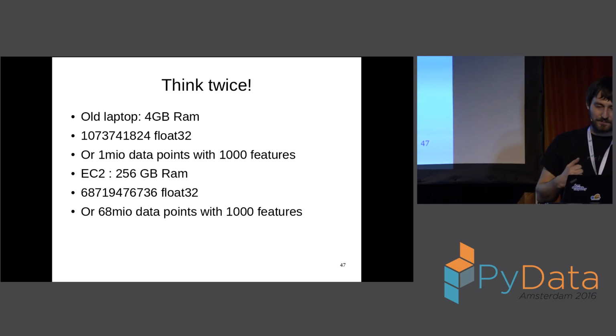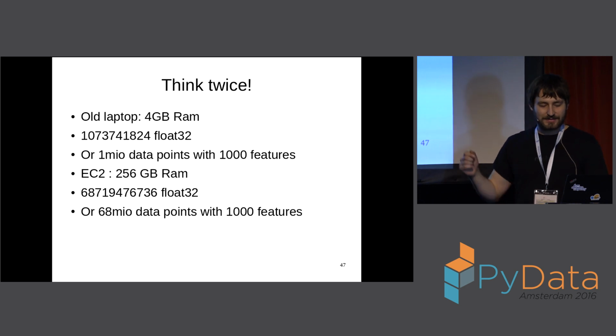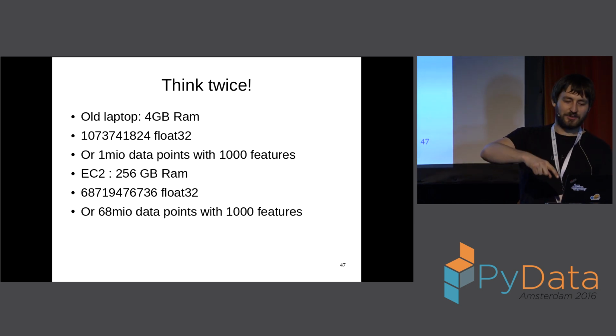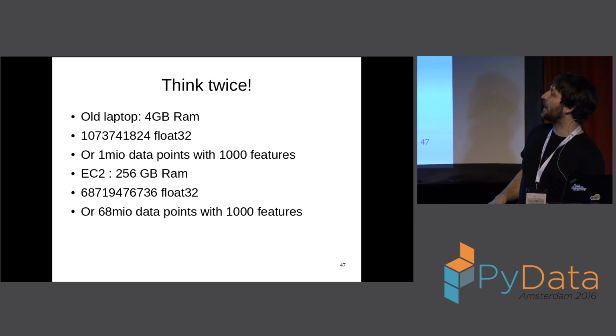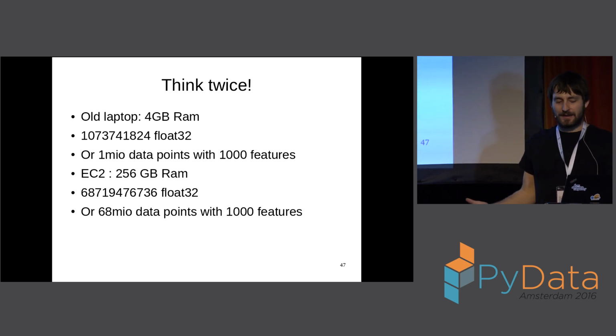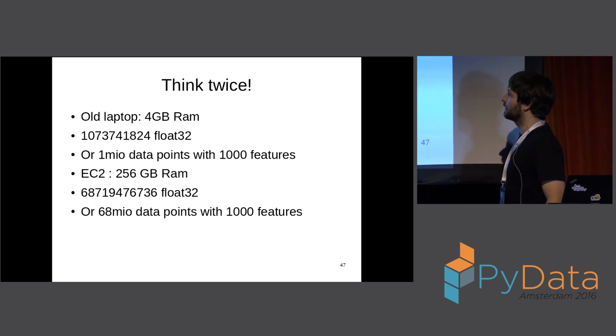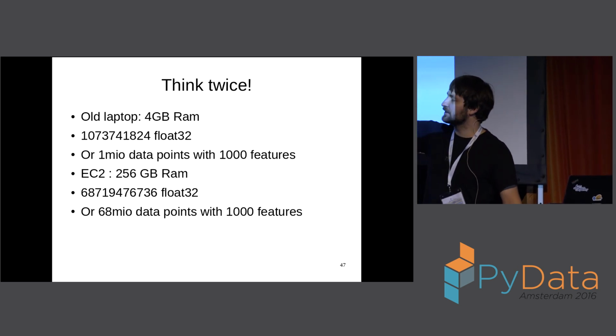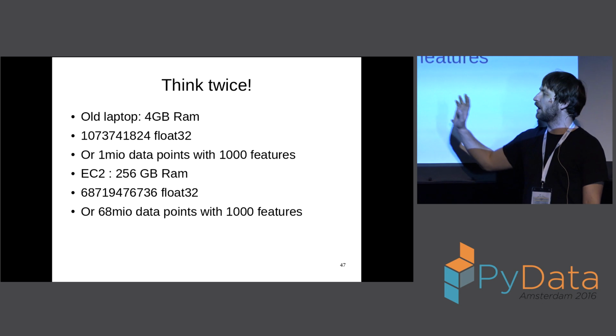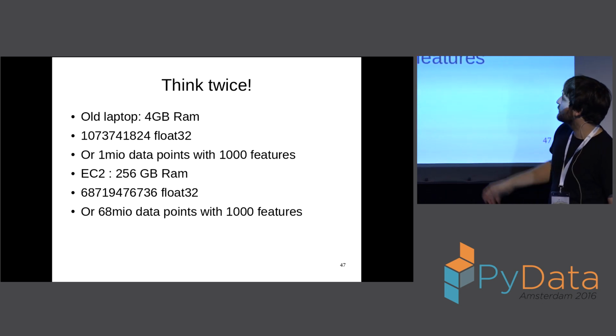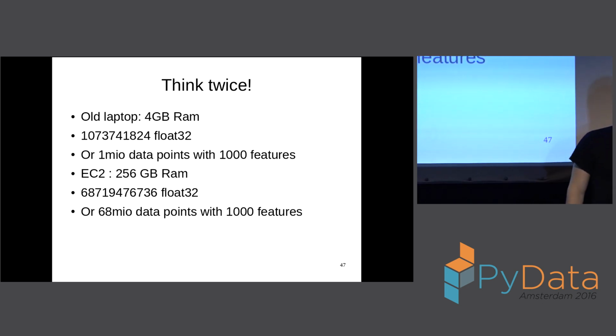Data that fits into RAM is sort of on my old laptop. My other laptop has 4 GB of RAM, which is 1 million data points with 1,000 features. That's already quite big, and I can learn on this on my old laptop. And if you get an EC2 machine from Amazon, you can work on 68 million data points with 1,000 features and fit them all into RAM.